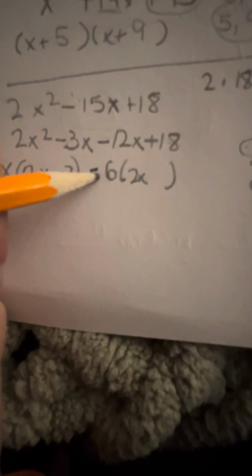Now I'm going to do the same thing over in this section. So I'm going to see what I can pull out here. So we have minus, and then the highest number that they both have in common is the number 6. So I'm going to pull a 6 out, and I'm going to adjust this as well. So negative 6 times what gives me negative 12x? The answer would be a 2x here. And then negative 6 times what gives me a positive 18? That would be a negative 3.